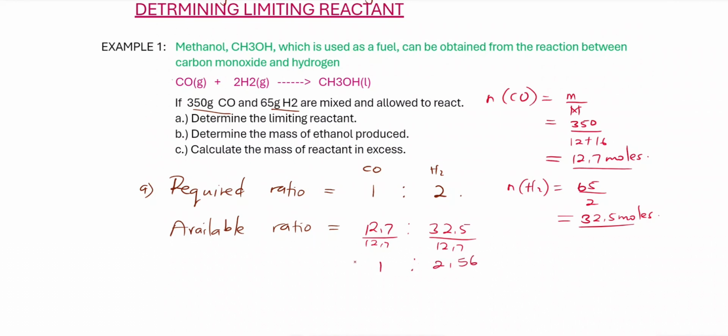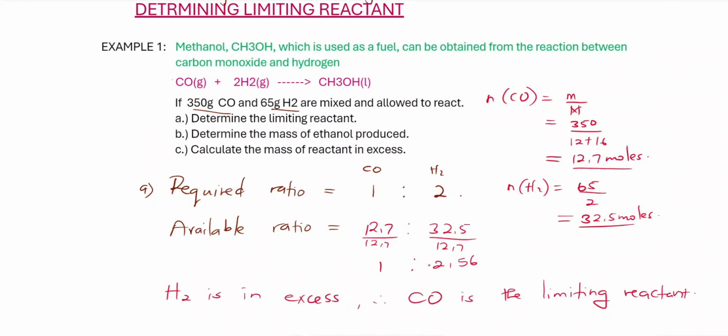So now let us interpret this. Our required ratio: 1 mole of carbon monoxide requires 2 moles of hydrogen. But now 1 mole of carbon monoxide has 2,56, which is more than what is required. So this means hydrogen is in excess and carbon monoxide will be the limiting reactant. So we can conclude that hydrogen is in excess, therefore carbon monoxide is the limiting reactant.